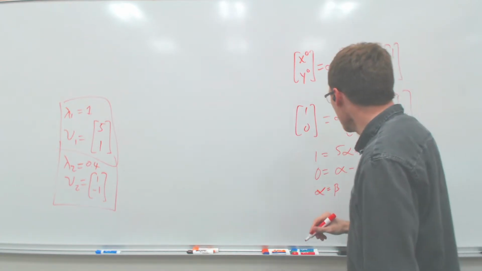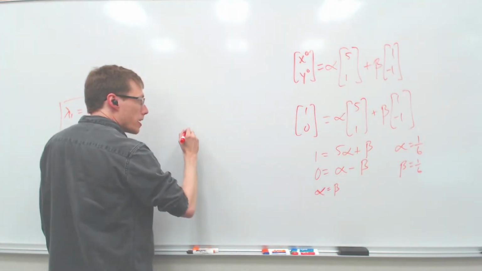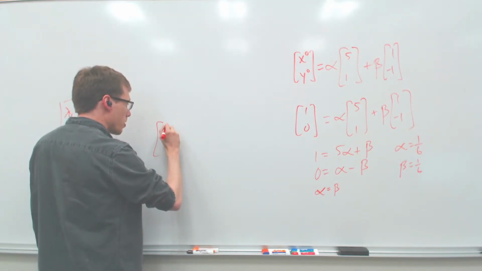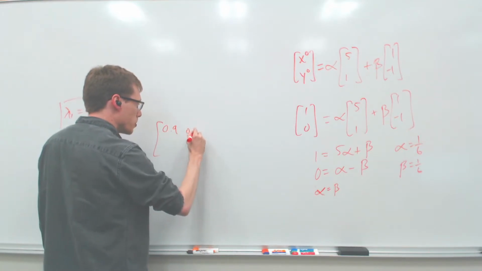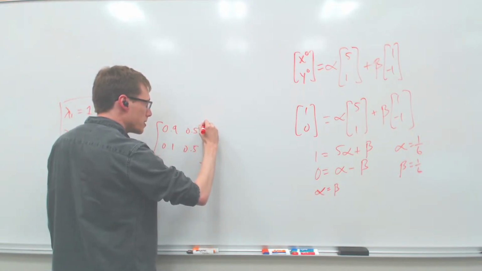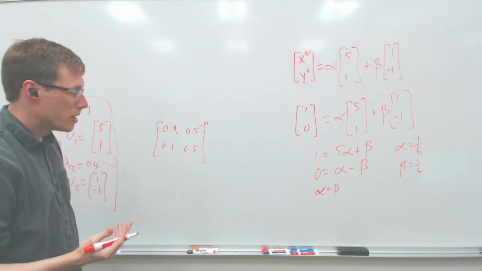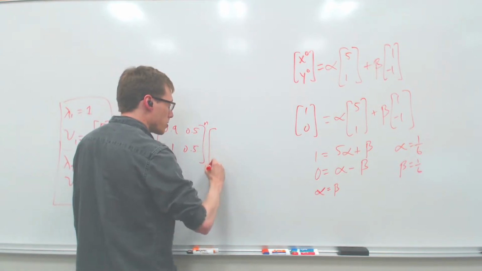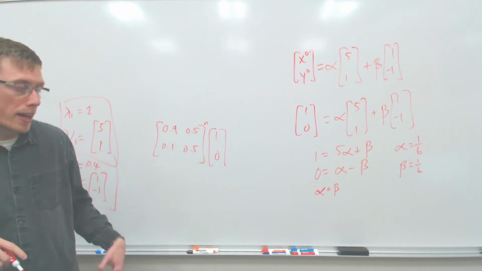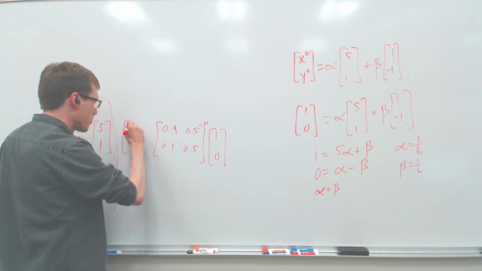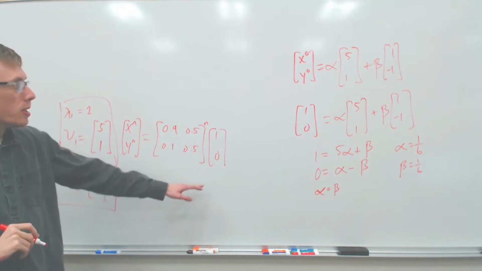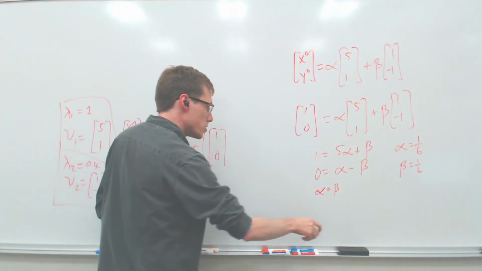Cool. So now what we really want to do is take our matrix, 0.9, 0.5, 0.5, 0.1, and take this to the nth power. So we want to multiply this n times, so that way we get xn, yn, right? Xn, yn. But what it says is we can split it up like this. So let's do that.